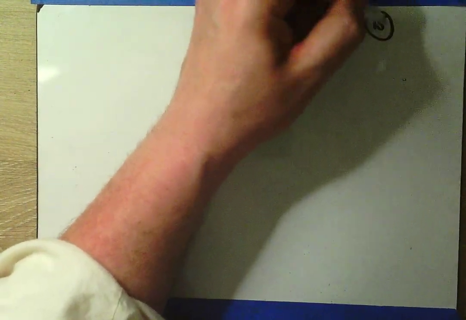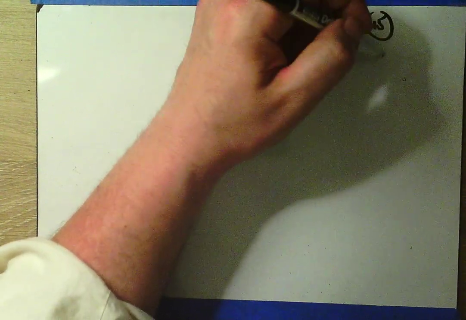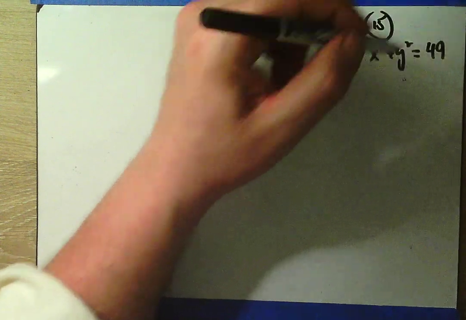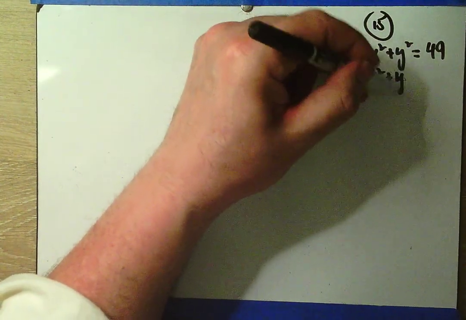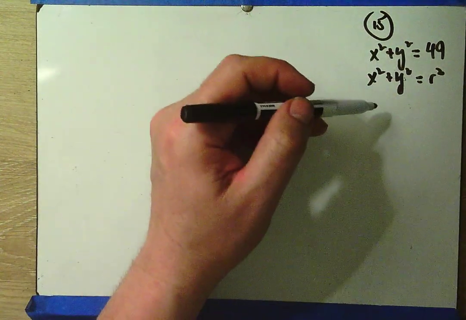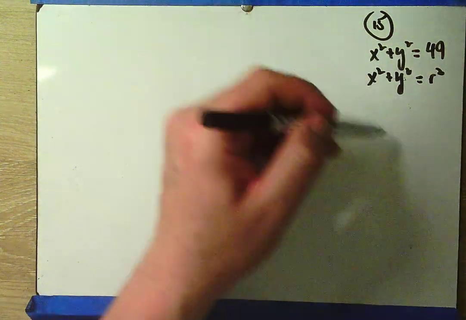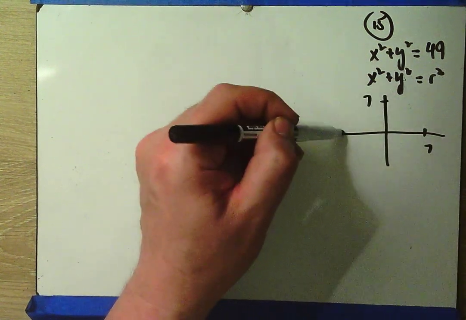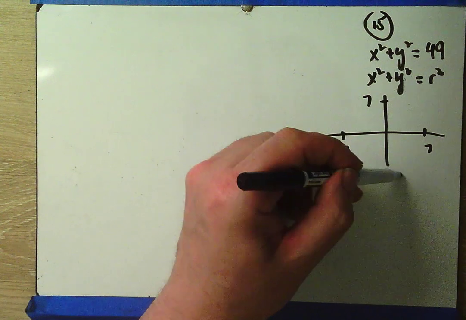15. The circle with the equation x squared plus y squared equals 49. Well, we know x squared plus y squared equals radius squared, and that means that our circle centered at the origin has a radius of 7. 7, 7, -7, -7.